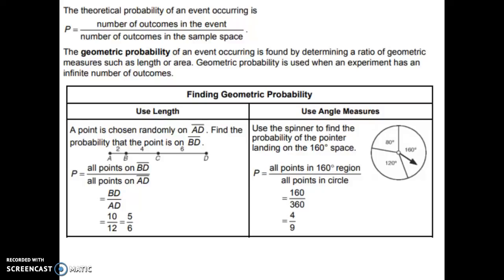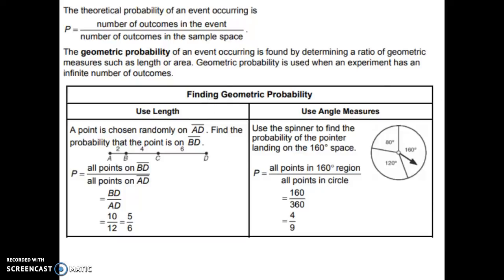So hello everyone, we will be learning our very last thing for the year, and this is geometric probability. The geometric probability of an event occurring is found by determining a ratio of geometric measures such as length or area. It's used when an experiment has an infinite number of outcomes. So let's take a look at these examples.